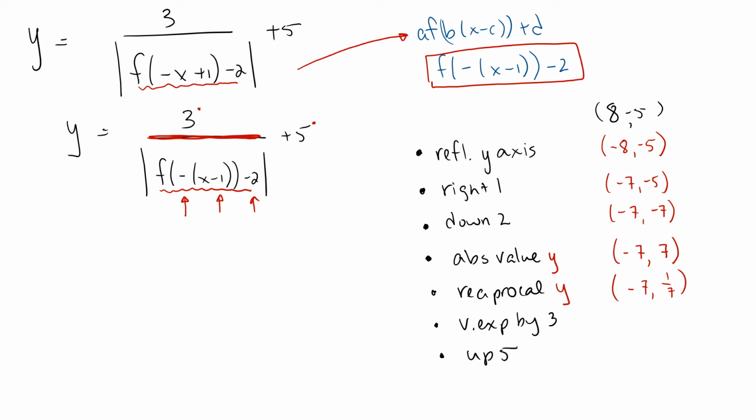So now I've done the division. The next step is to tackle what do I do with this 3. It's a vertical expansion. So that means the y value gets multiplied by 3. And then up 5 means the y value increases by 5. So adding 5 to that, and if you find a common denominator and add, it will be 38/7.